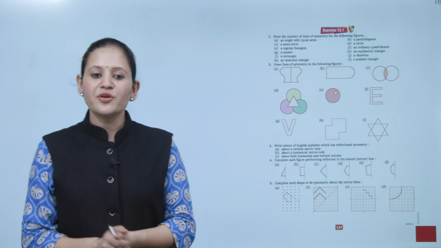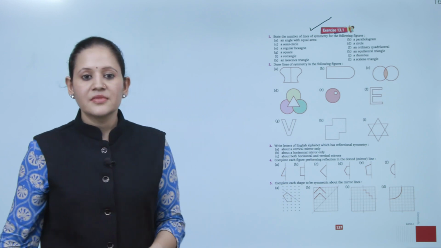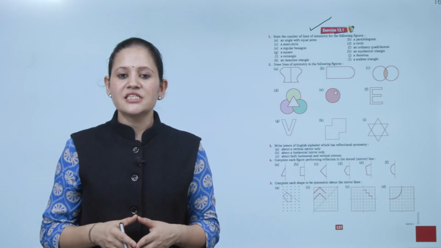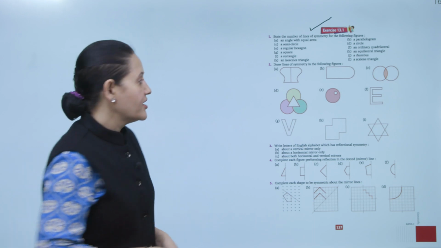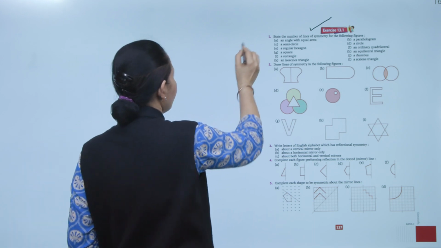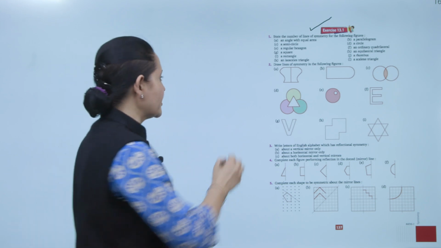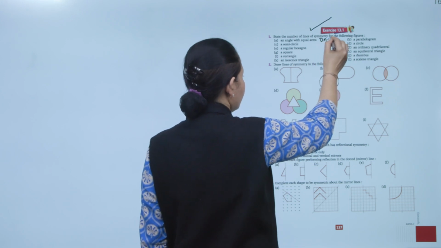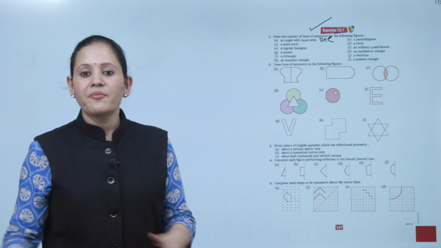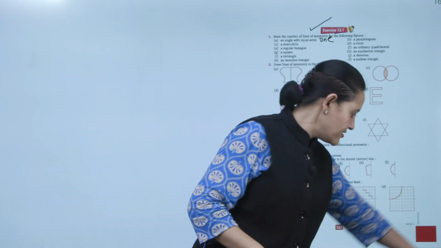Next is exercise 13.1. State the number of lines of symmetry for the following figure. An angle with equal arms. So, an angle with equal arms has one line of symmetry. That is the angle bisector of the given angle. Clear? Practice all the questions of this exercise.